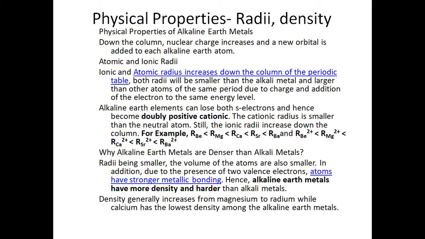But here we see on the basis of ionic radii how the alkaline earth metals are denser than the alkali metals. Here we see their comparative densities. Radii being smaller, the volume of the atoms are also smaller. In addition, due to the presence of two valence electrons, atoms have stronger metallic bonding. Hence, alkaline earth metals have more density and are harder than the alkali metals. Density generally increases from magnesium to radium, while calcium has the lowest density among the alkaline earth metals.